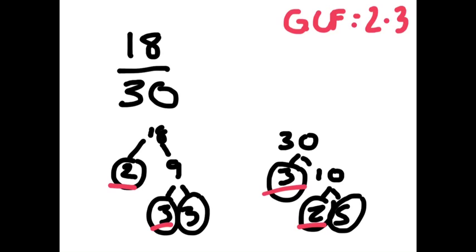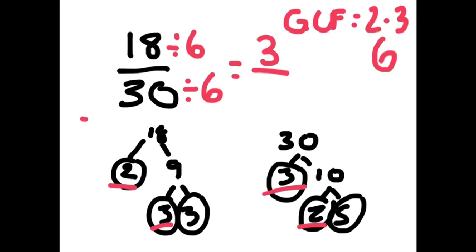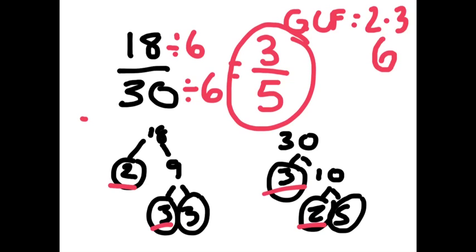And there's nothing else the same, so the GCF is 6. So we divide numerator and denominator by 6. 18 divided by 6 is 3. 30 divided by 6 is 5. So 18 out of 30 is the exact same amount as 3/5.